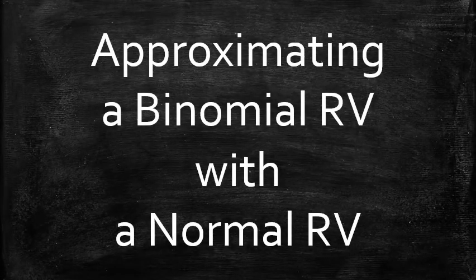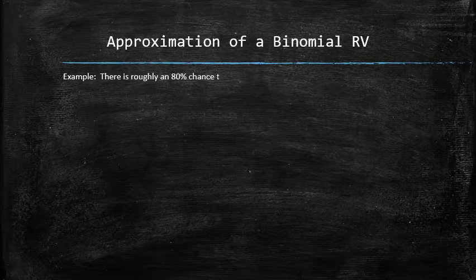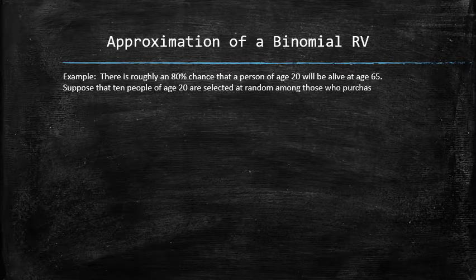Next, we will discuss how to use normal distributions to approximate the probabilities for binomial distributions. Let's consider the following example. Historically, there is roughly an 80% chance that a person of age 20 will be alive at age 65. Suppose that 10 people of age 20 are selected at random among those who purchased a life insurance policy.